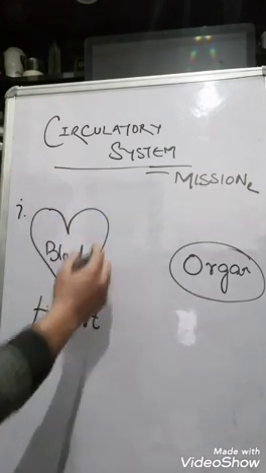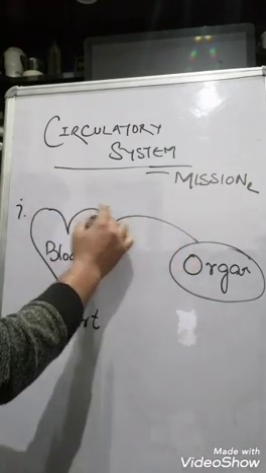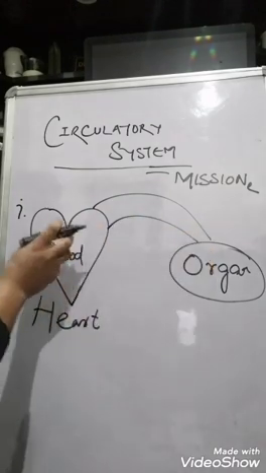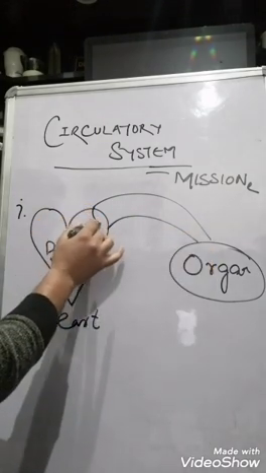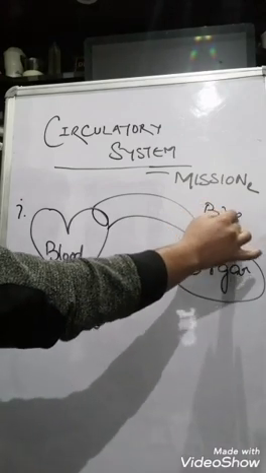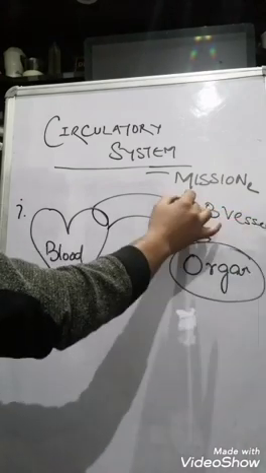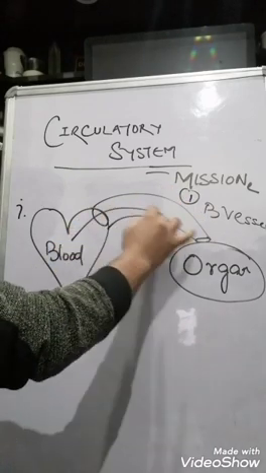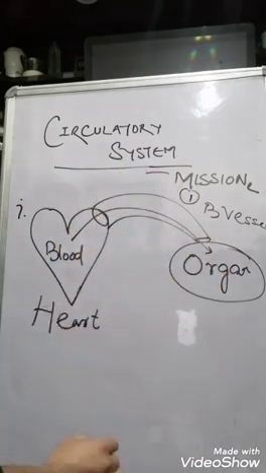The number one is that in this way, the blood inside the heart goes via blood vessel from the heart to the organ. This is number one way.